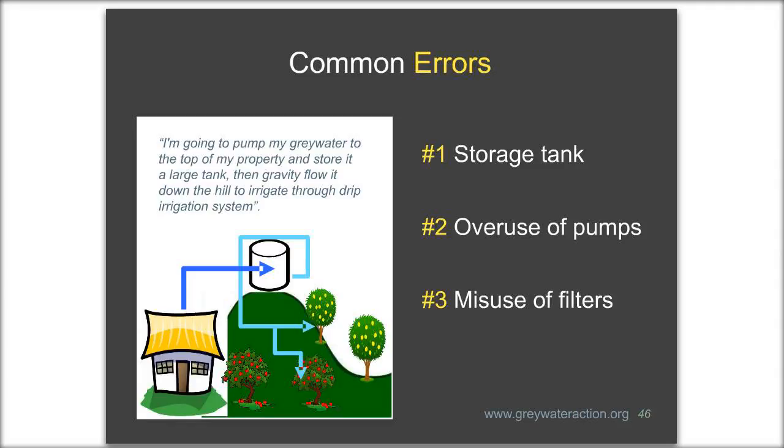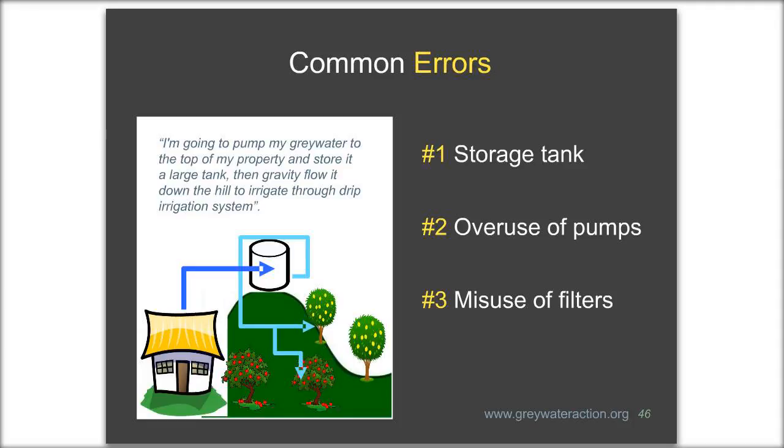So common errors, these are things that a lot of people do. They often think of a gray water system as they might have learned about rainwater and applied some of the rainwater principles to gray water, and they should be quite different systems. Or maybe they're just thinking of gray water like a septic system or like some other source of water that's not gray water. So people often want to store it. They want to overuse pumps, and they want to misuse filters. So this little picture is kind of the classic example of what not to do. This person said, I'm going to pump my gray water to the top of my property and store it in a large tank, then gravity flow it down the hill to irrigate through a drip irrigation system. So they've pretty much hit on all three things of what not to do.